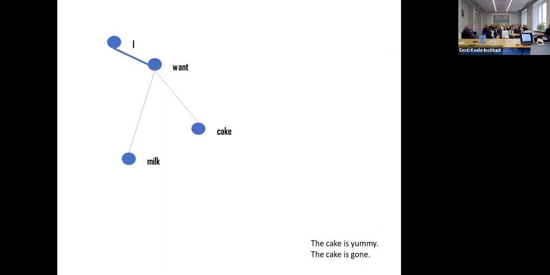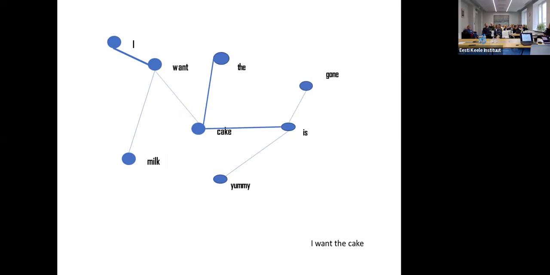Then we have the cake is yummy, for example. So it adds the node there. And then we have a link to cake here in this case. And then the cake is gone. We have these sort of repeated sequences of words, and the link between these is strengthened. And in that way, the model actually encounters certain hubs, so certain communities of words that co-occur very frequently together.